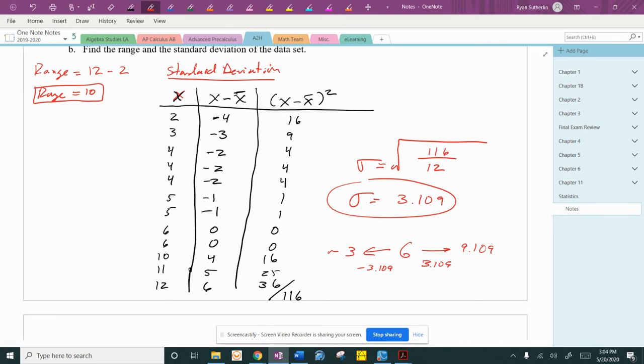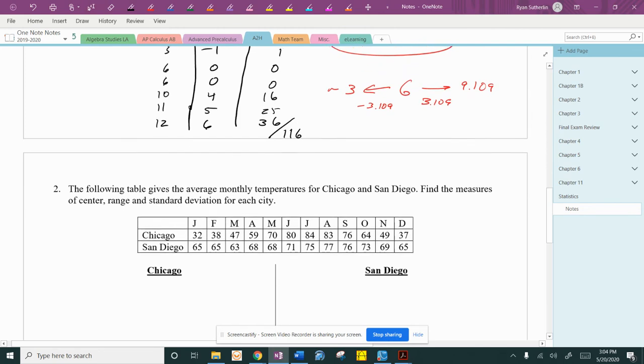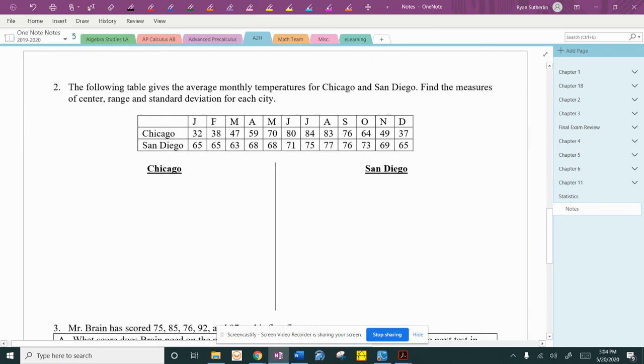On its own, standard deviation doesn't always help per se unless you're comparing it to something. So a lot of times we use it to compare data sets, and that's what we're going to do in the next situation. So if we look in the next situation, I have the temperatures for Chicago and San Diego, the average temperature each month for the year. And for this, we want to find the measures of center, the range, and the standard deviation for each city.